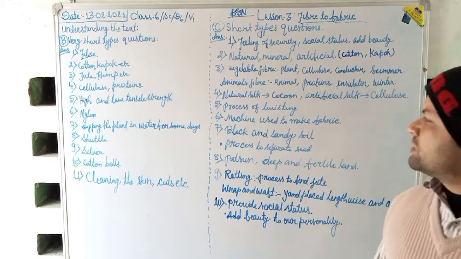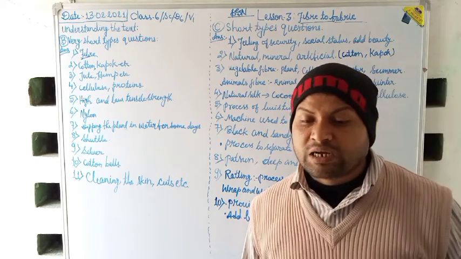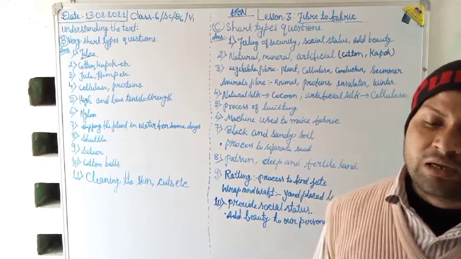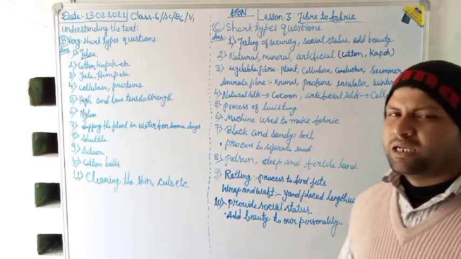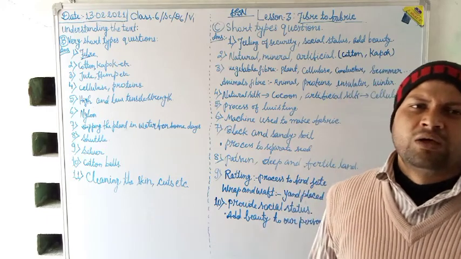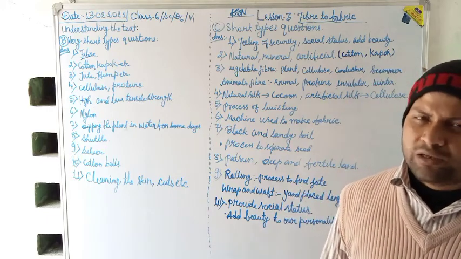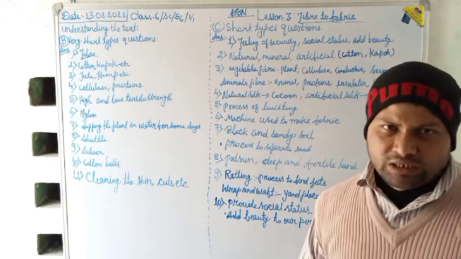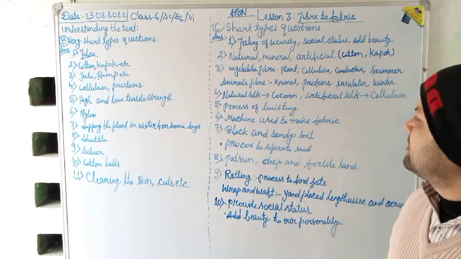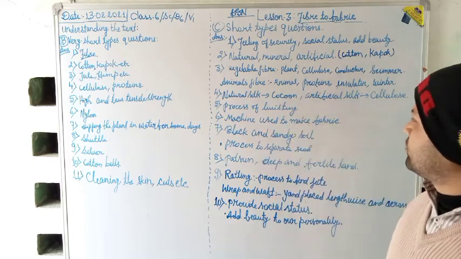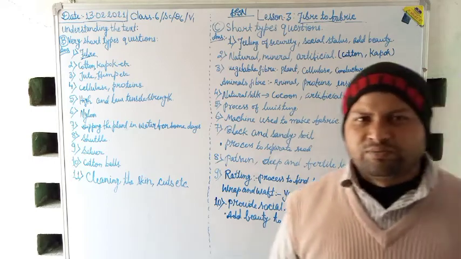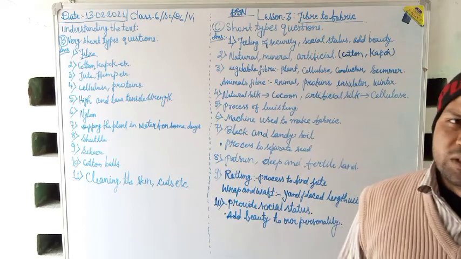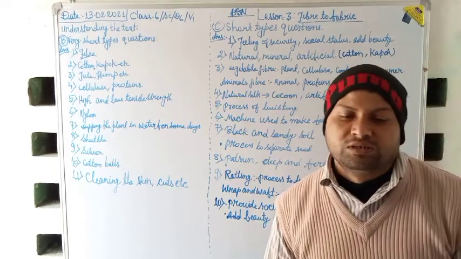Now move towards question number 4. Here it is asked, what is silk? Write the difference between natural and artificial silk. Silk is a fiber that is obtained from the cocoon of silkworms. You know it. And there are two types of silk. First is natural and second is artificial silk. Natural silk is obtained from the cocoon and artificial silk is obtained from the cellulose of the plant. So these are the differences between natural and artificial silk.